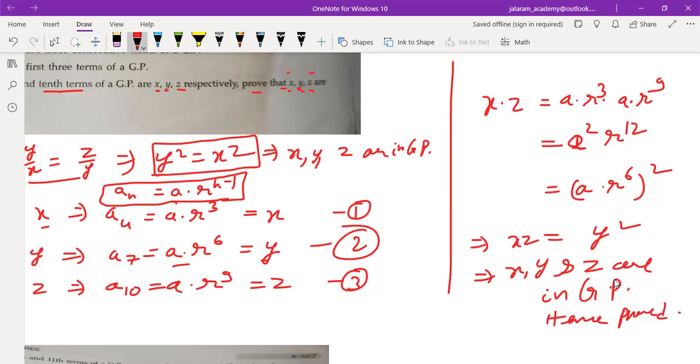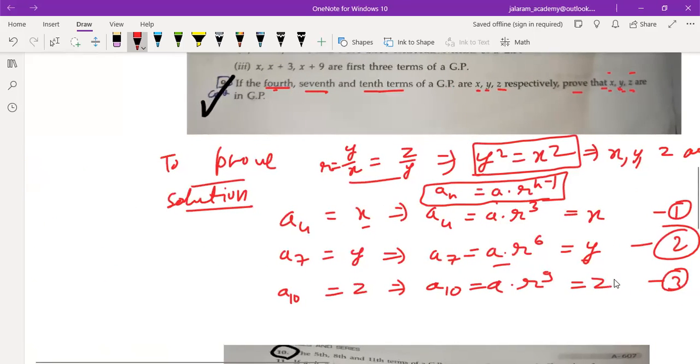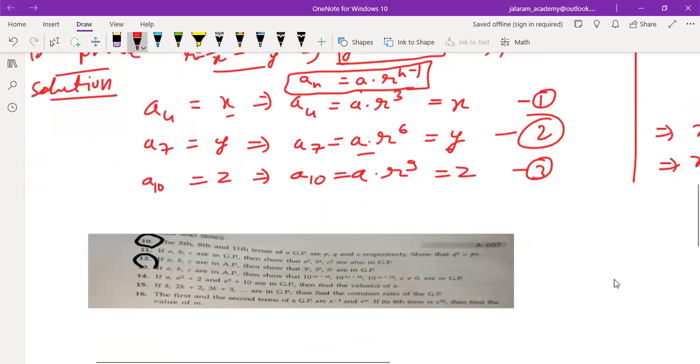So this is one of the simplest methods to prove that x, y, z are in GP.